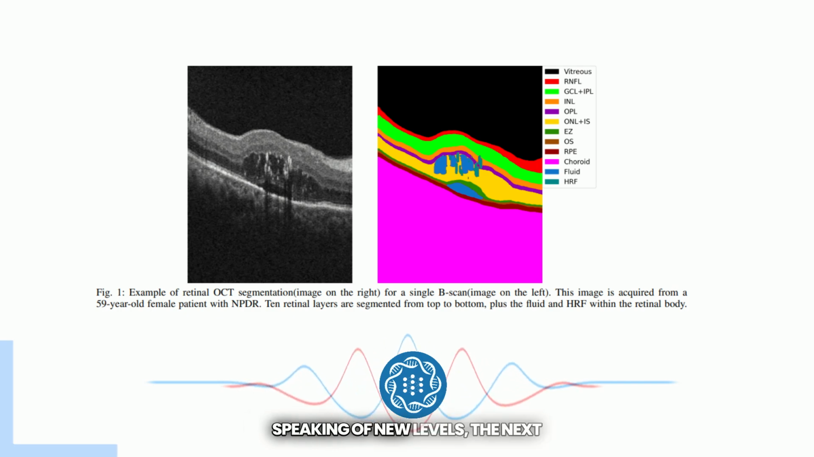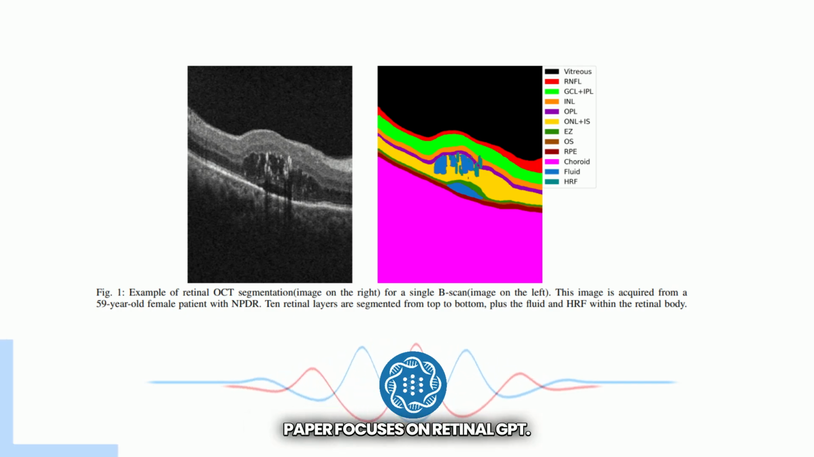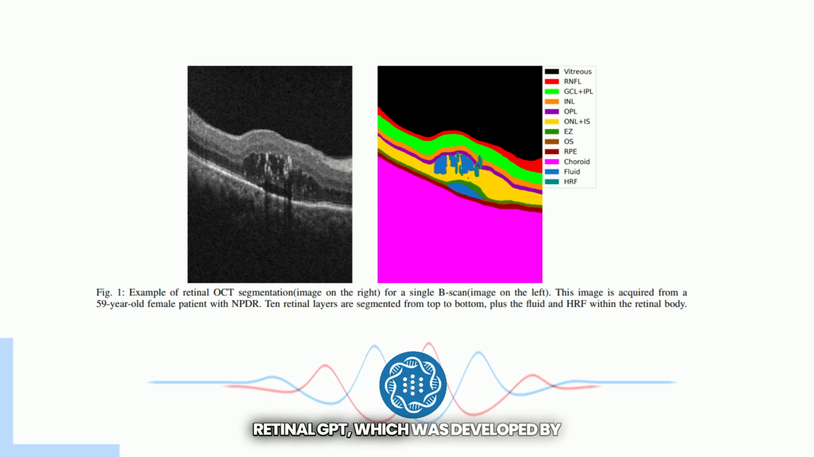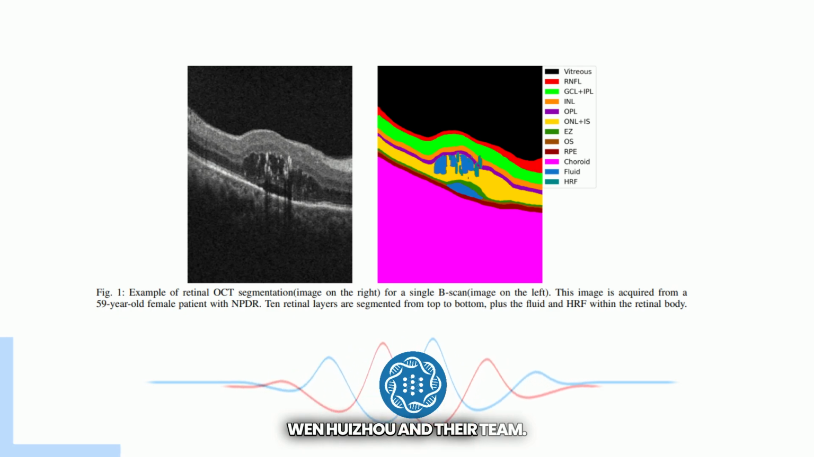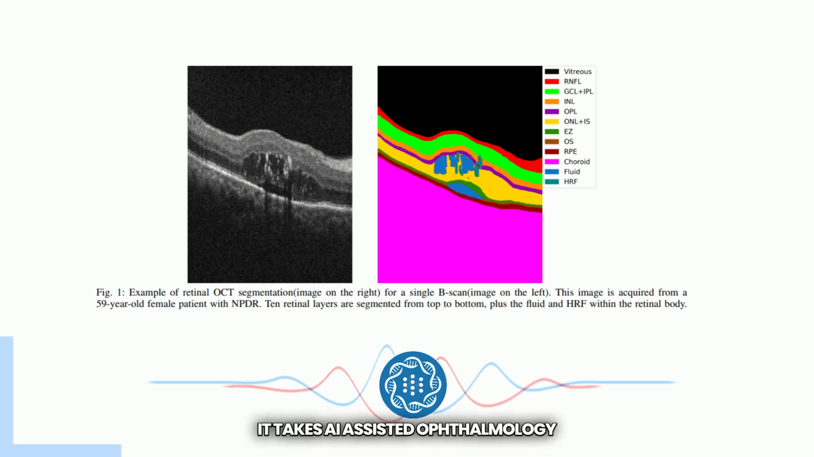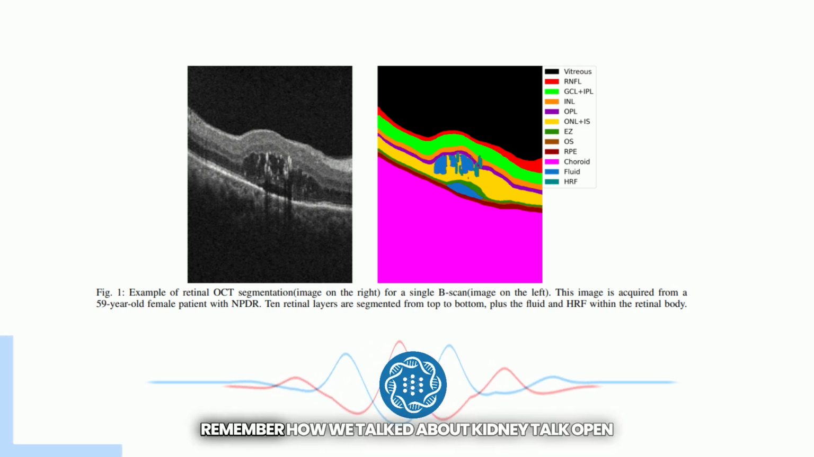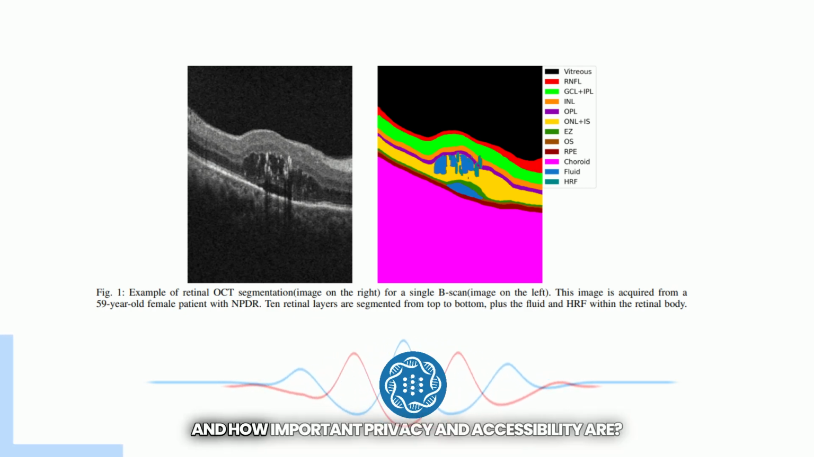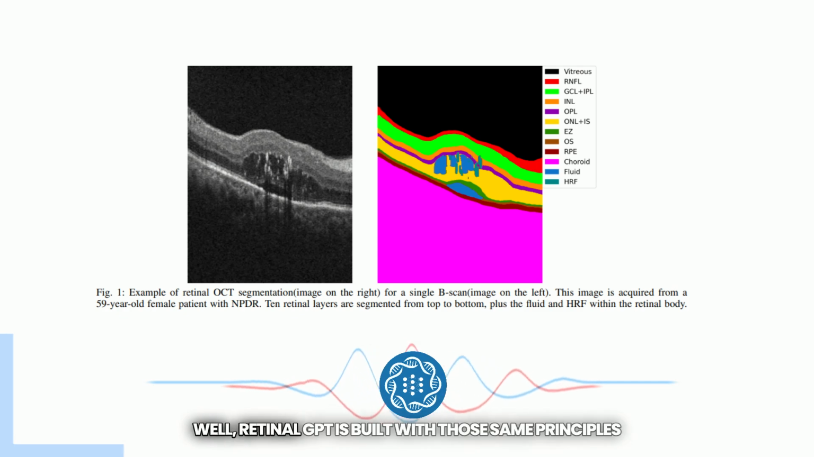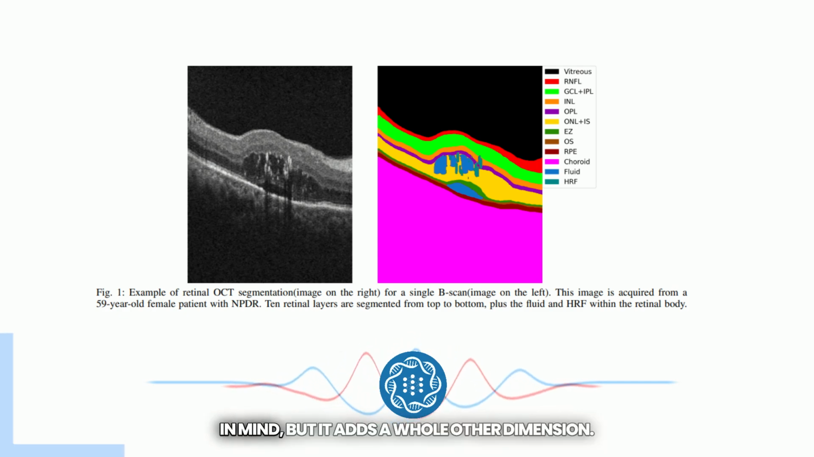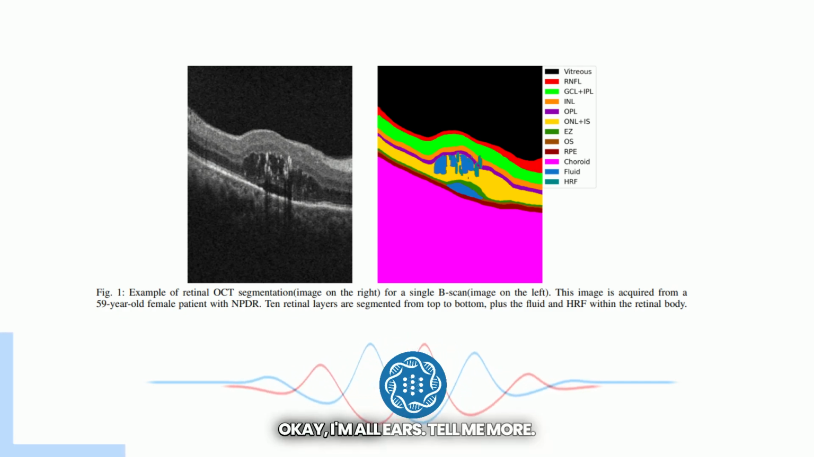understanding. Speaking of new levels, the next paper focuses on RetinalGPT. Yeah, I'm guessing based on the name, this is going to be good. RetinalGPT, which was developed by Wenhui Zhu and their team, takes AI-assisted ophthalmology to a whole new level. Remember how we talked about KidneyTalk-open and how important privacy and accessibility are? Well, RetinalGPT is built with those same principles in mind, but it adds a whole other dimension. Okay, I'm all ears. Tell me more.